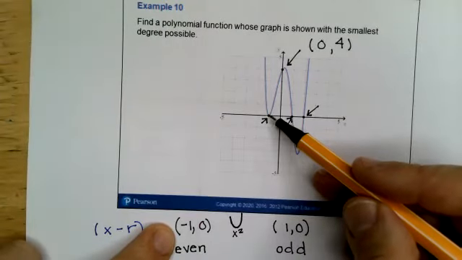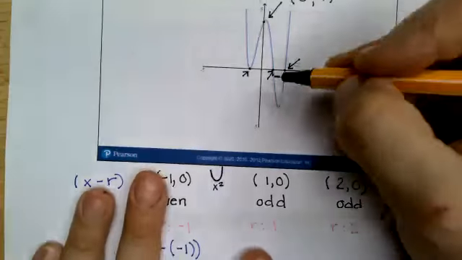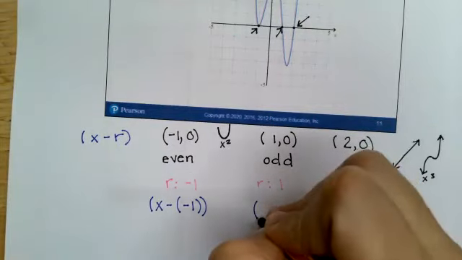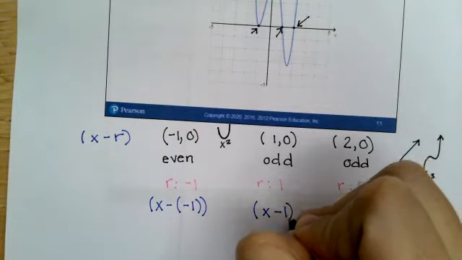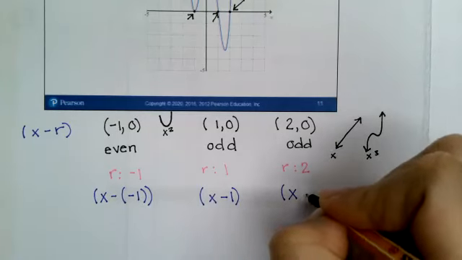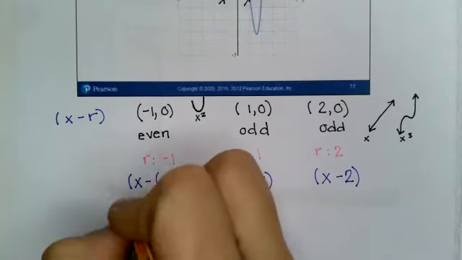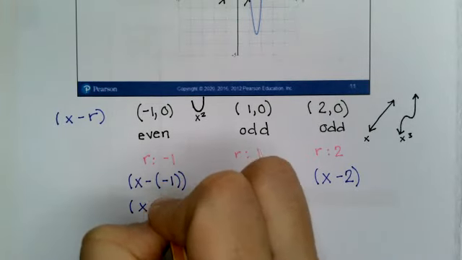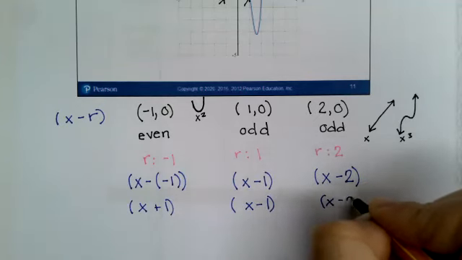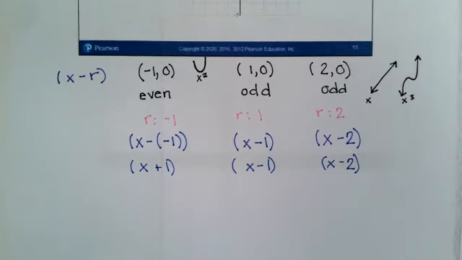Based on it touching here, I can find the factors, okay? If it crosses here, I know that's another real zero, so that's x minus 1. It crosses here, so I can also say another one of my factors is x minus a positive 2. Good. Simplify that to x plus 1, x minus 1, and x minus 2.